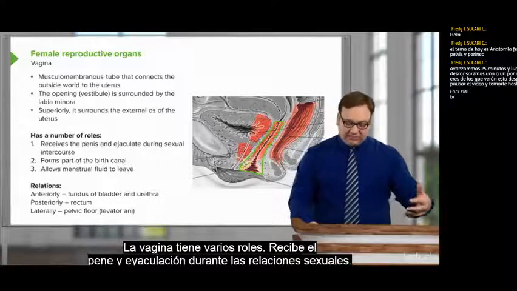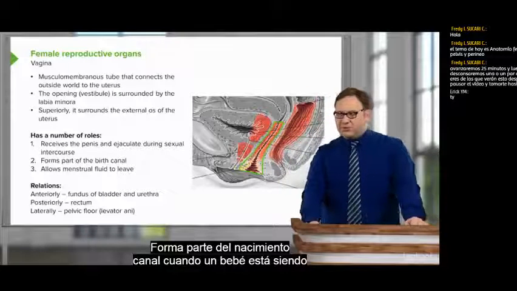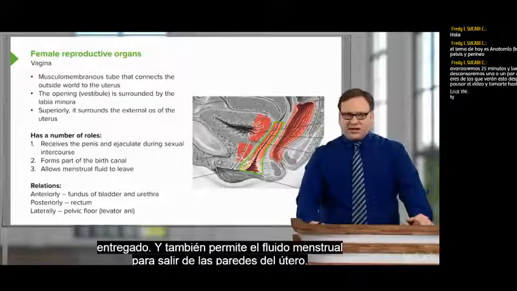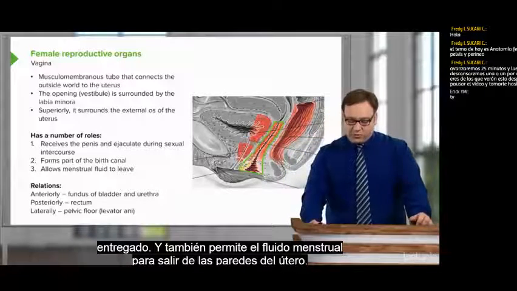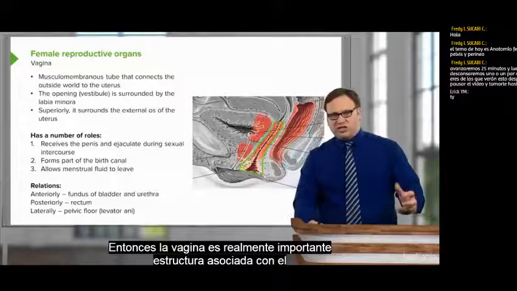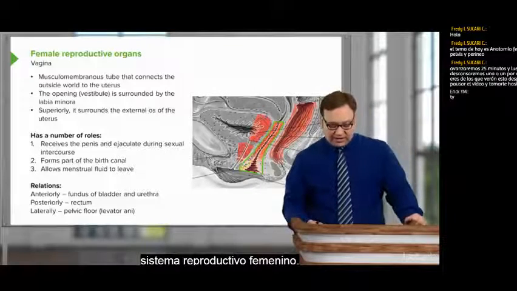The vagina has a number of roles. It receives the penis and ejaculate during sexual intercourse. It forms part of the birth canal when a baby is being delivered. And it also allows menstrual fluid to leave from the walls of the uterus. So the vagina is a really important structure associated with the female reproductive system.